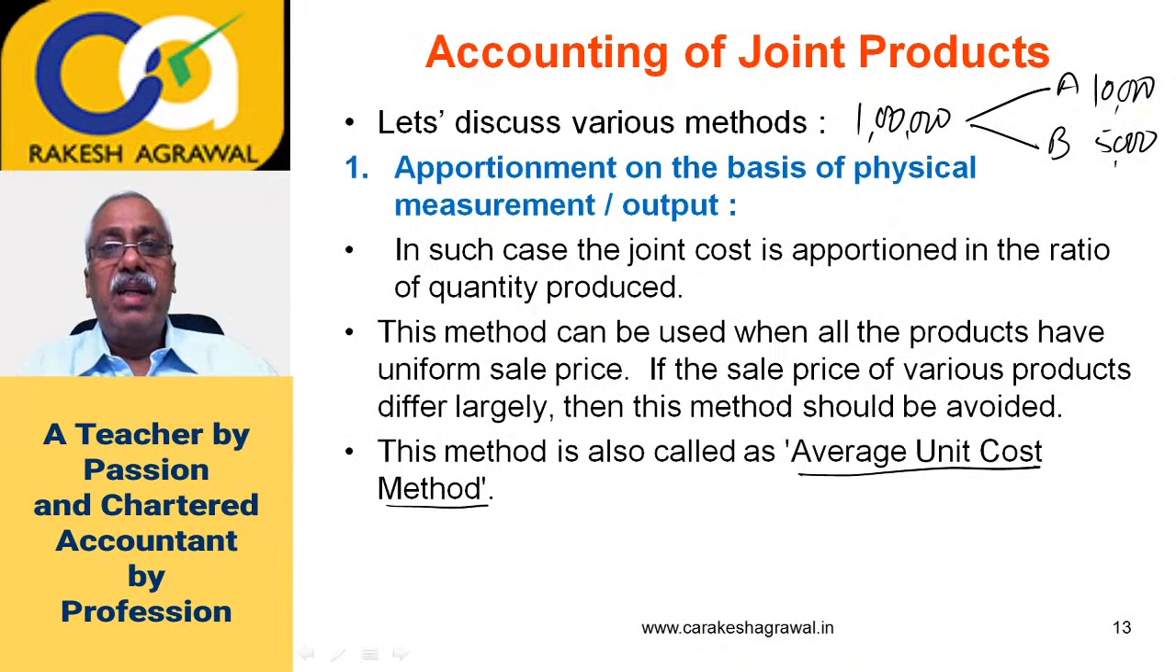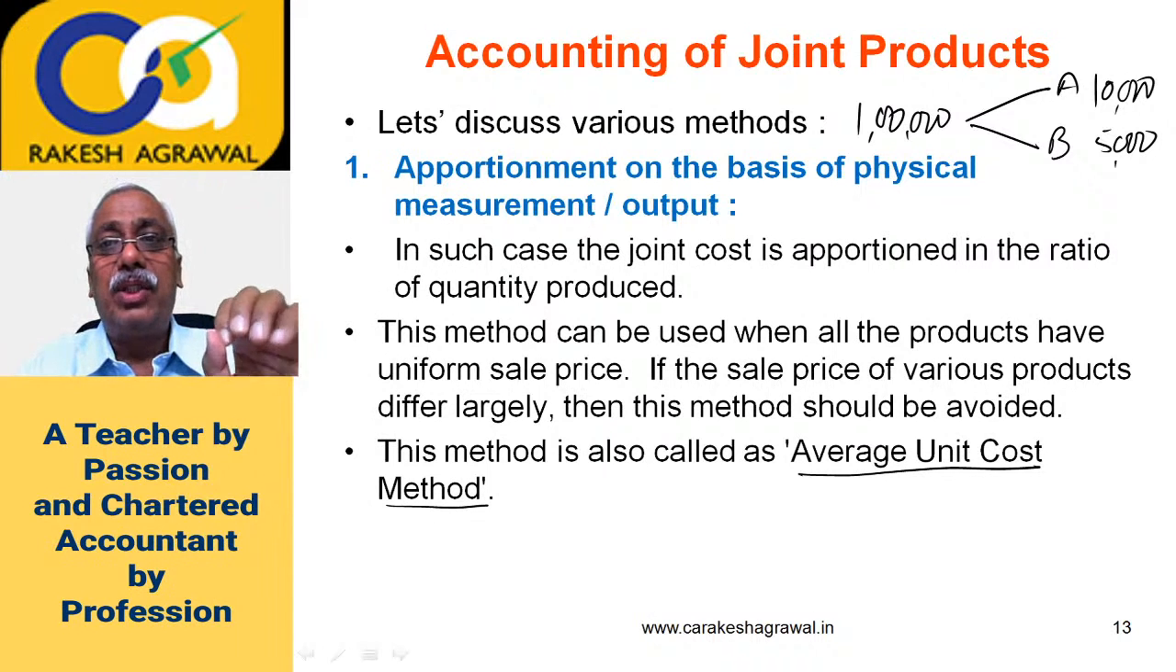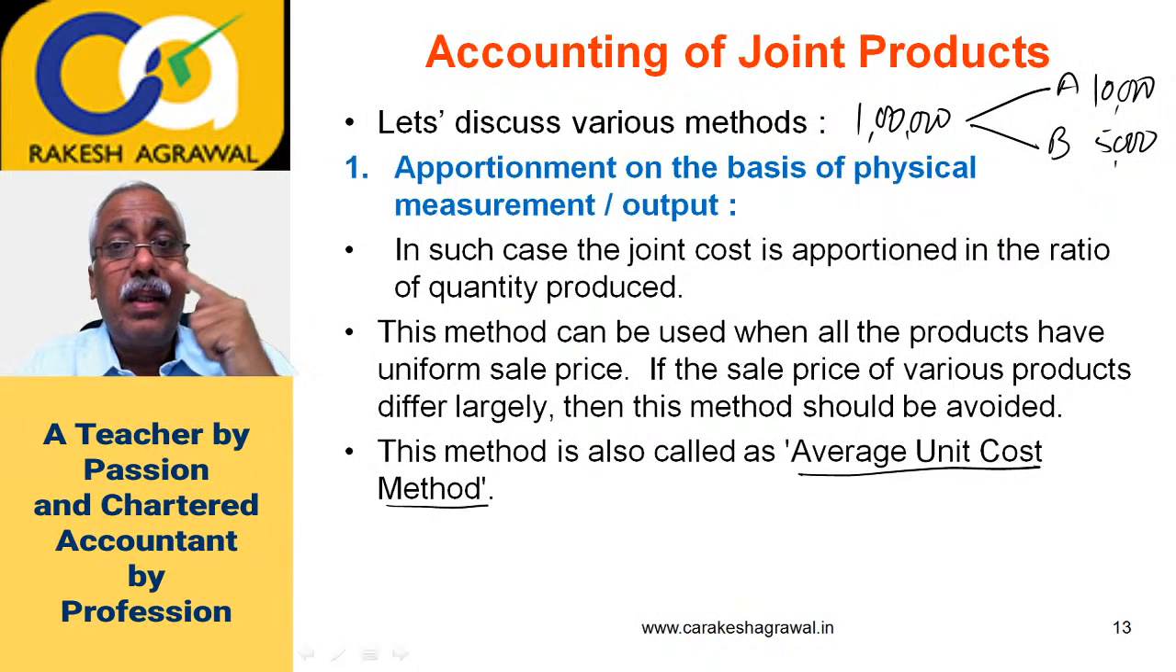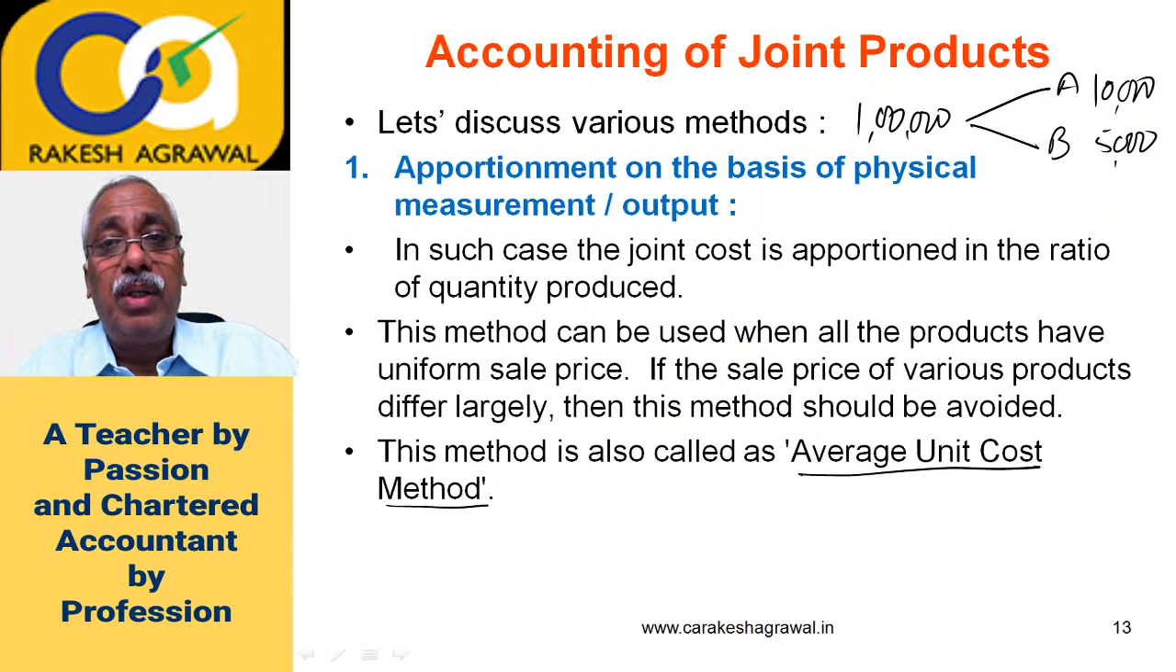In that case, we will distribute this 1 lakh rupees in the ratio of 10:5. 10:5 means in the ratio of 2:1. That is called physical output method. Now what the institute has done, they have used one more name, average unit cost method.